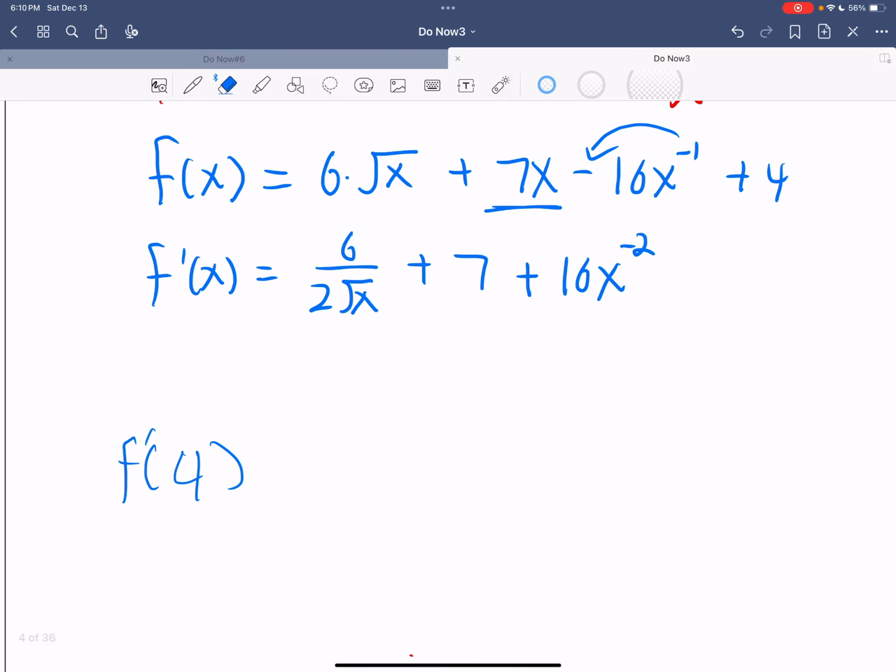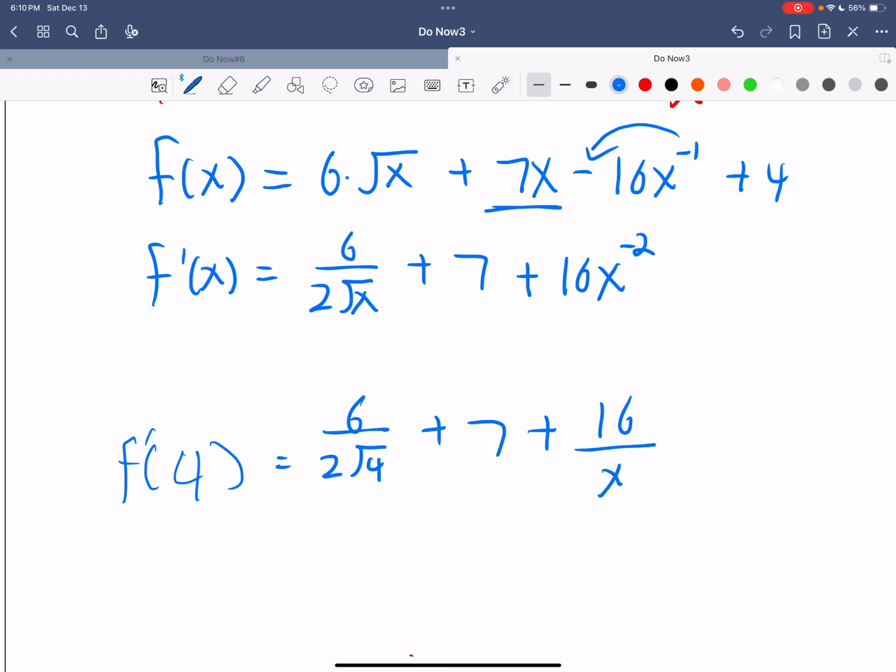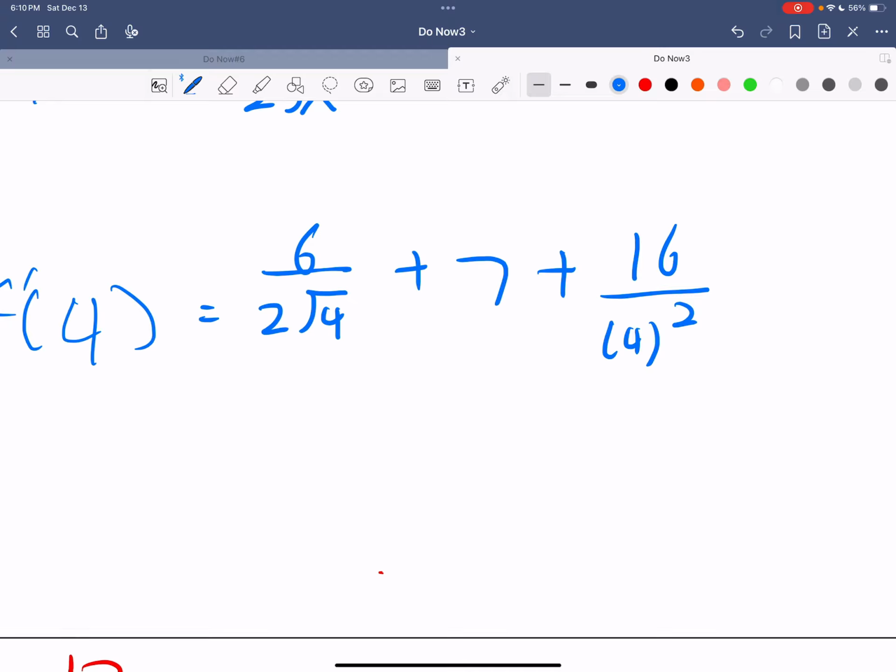Now let's put 4 into the equation. So 6 over 2 square root of 4, plus 7, plus 16 over x squared. But instead of x, obviously I'm going to plug in 4. And the only thing that you really have to do is to solve for this. So the square root of 4 is going to be 2. So it's going to be 6 over 2 times 2, which is 4, plus 7. 4 squared becomes 16, and 16 over 16 becomes 1.